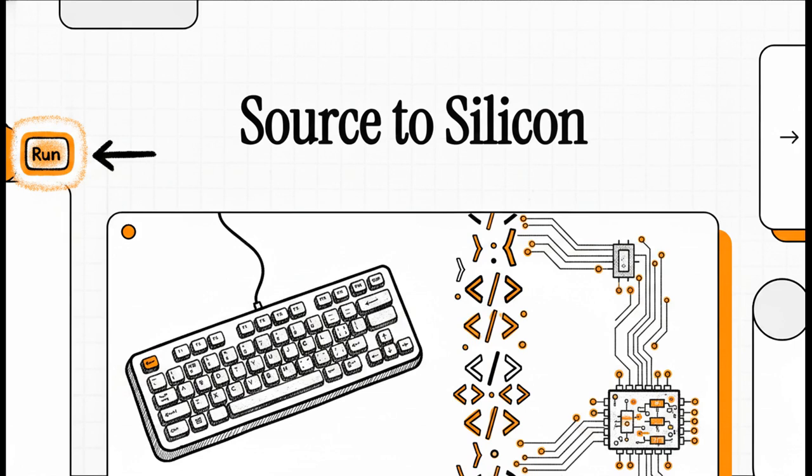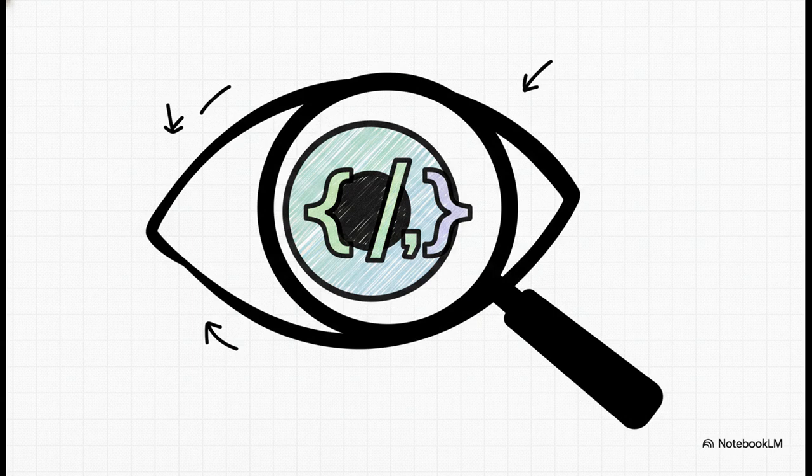We are going to follow a single command on a wild journey from human-readable text all the way down to microscopic physical switches. Let's get started. Meet our hero for this journey: a single, highly readable line of code. Print, hello world. It's neat, it's elegantly structured, and it makes perfect sense to our human eyes. We understand the grammar, the parentheses, the quotation marks. We know exactly what we want the computer to do here.